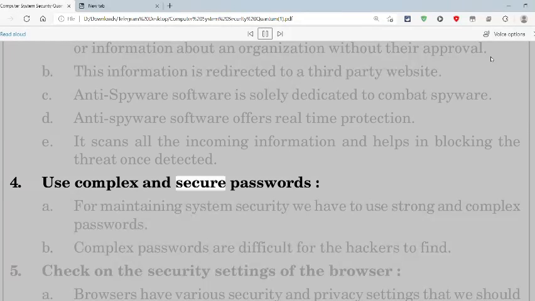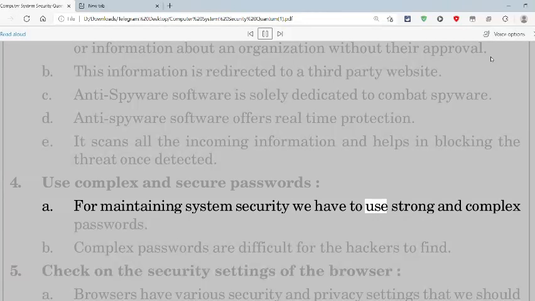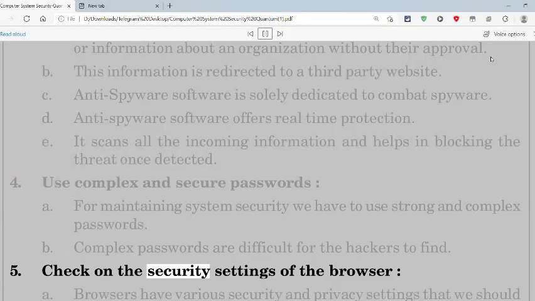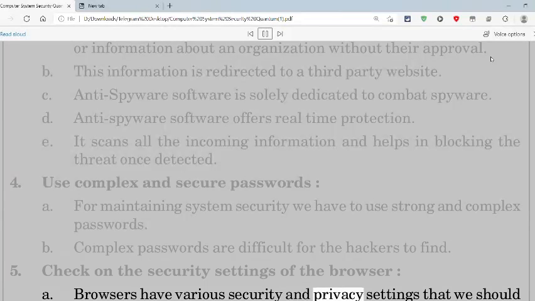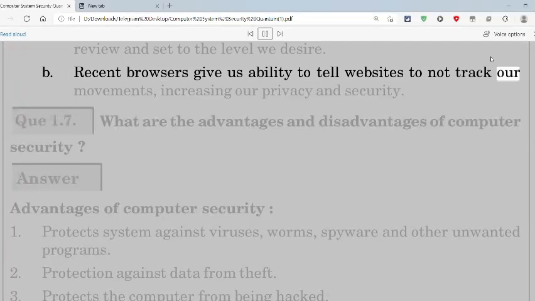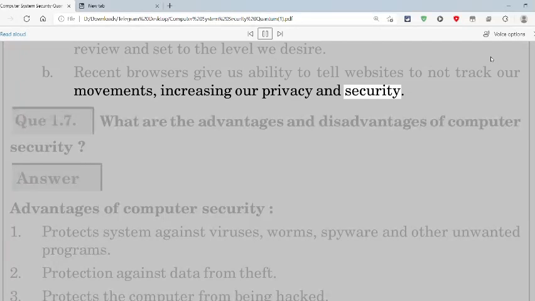4. Use complex and secure passwords. A. For maintaining system security, we have to use strong and complex passwords. B. Complex passwords are difficult for the hackers to find. 5. Check on the security settings of the browser. A. Browsers have various security and privacy settings that we should review and set to the level we desire. B. Recent browsers give us the ability to tell websites to not track our movements, increasing our privacy and security.